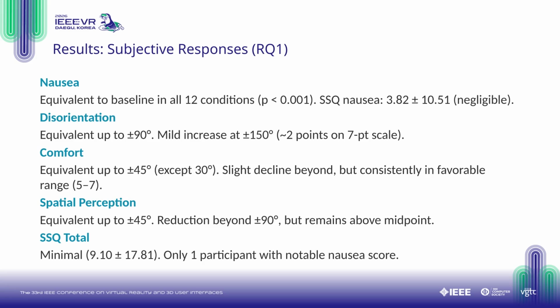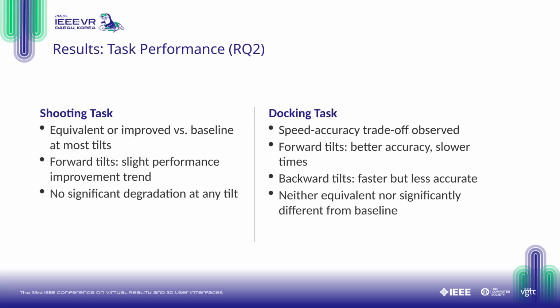The overall simulator sickness questionnaire total was minimal at 9.1. To put that into context, many VR studies with standard locomotion report substantially higher scores, so the sickness results were considerably better than we anticipated.